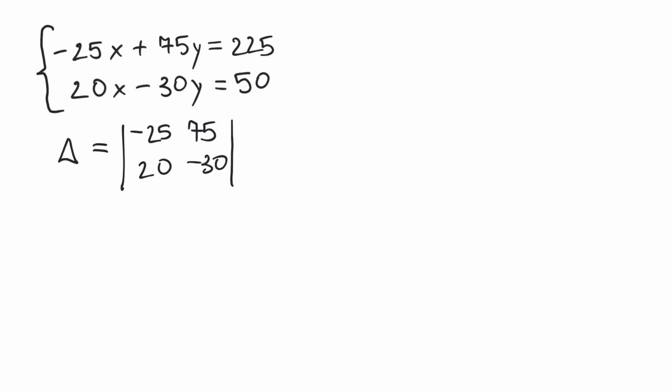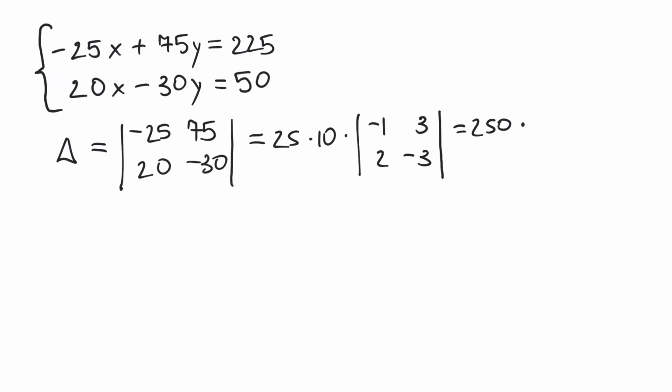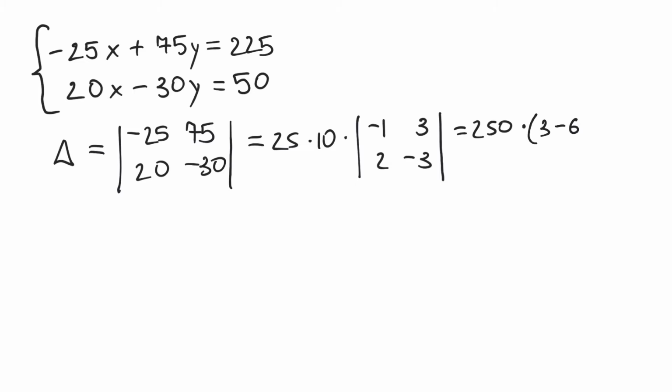And let's start by simplifying this determinant and making it look a little bit nicer. What we'll do is we will take out 25 from the first row, and we're going to factor out 10 from the second row. Let's calculate that. So we have 25 times 10 times our remaining determinant. And that gives us -1, 3, 2, and -3. That equals 250 times 3 minus 6. That equals -3 times 250, or -750.